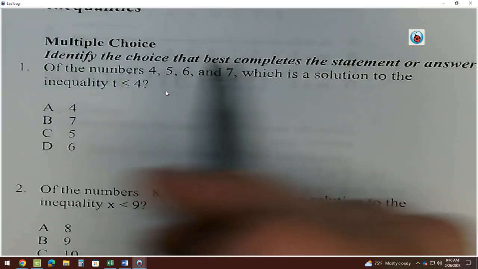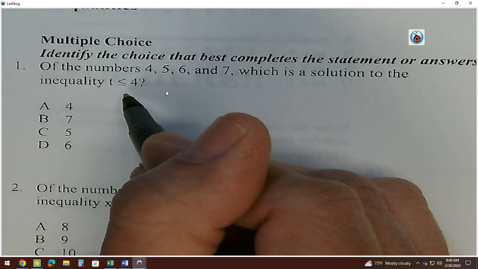So number one, it says t is less than or equal to 4.